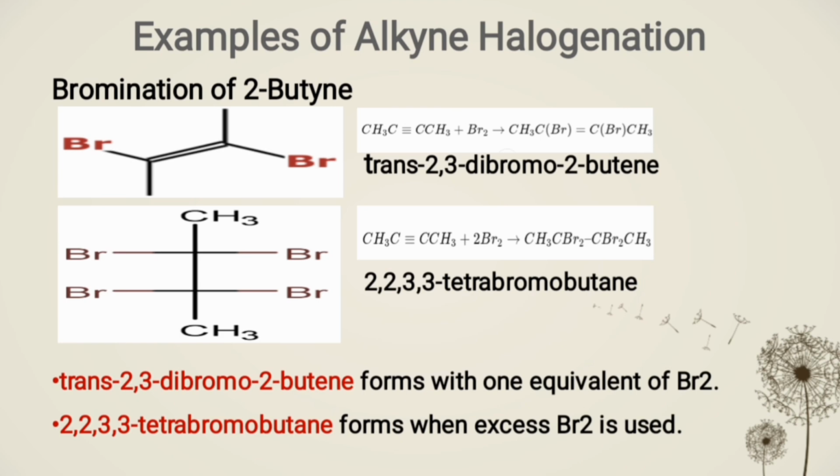And the second structure, which is the 2,2,3,3-tetrabromobutane, illustrates that it forms when excess bromine is used.